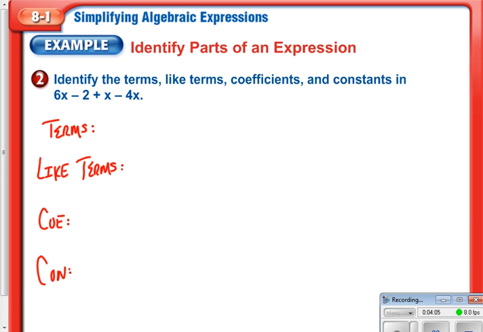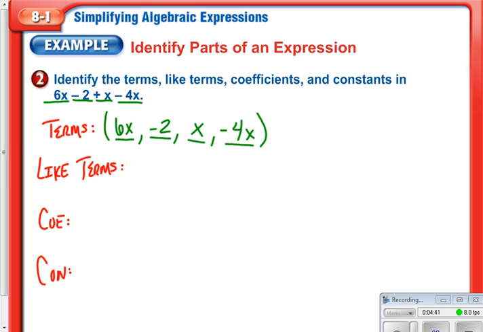In example 2, we're going to go ahead and do the same thing. List off our terms, our like terms, our coefficients and our constants. In the first thing here, the terms would give us 6x, negative 2, x, and negative 4x. The big thing is when you're writing out your terms, make sure you include the sign. So this 6x is positive. This is negative 2. Positive x, negative 4x. So make sure that you include the correct sign.